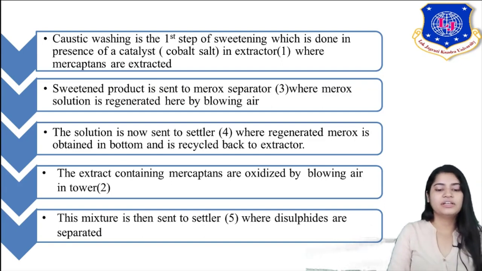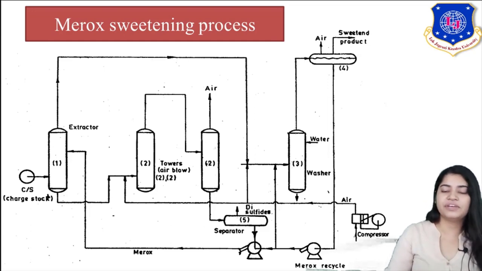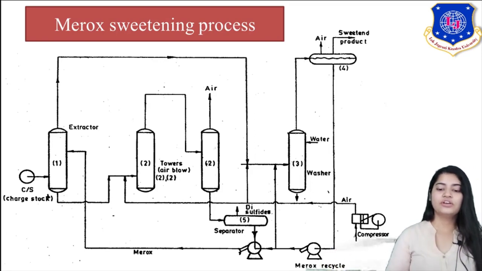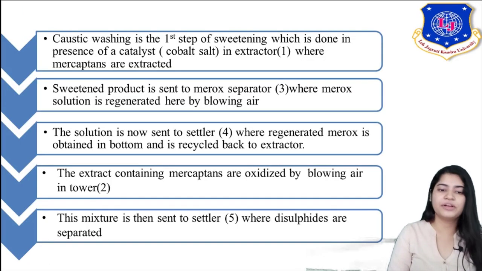Now this mixture is then sent to settler 5 where disulfides are extracted. From the bottom of tower 2 it is sent to the separator, where from the top you get disulfides, and the bottom product, Merox solution, is recycled back. This way you are converting mercaptans into disulfides by oxidization, and you have already got your sweetened product from separator 4. The benefit of this process is that about 90 to 95% of sulfur can be extracted. So this was about the Merox process.